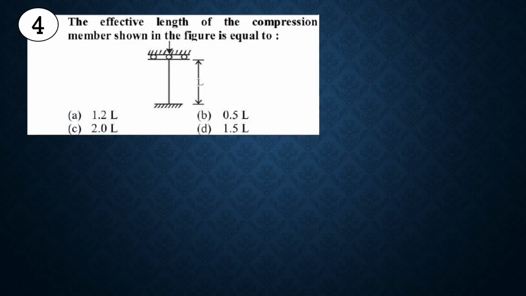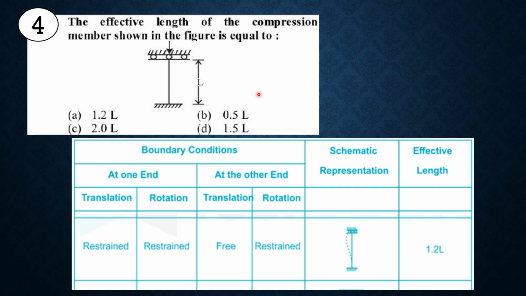Then the fourth question, the effective length of the compression member shown in the figure is equal to. There are different conditions related to effective length. For this, the lower end is restrained for translation and rotation, and the upper end is restrained for rotation and free for translation. Then the effective length is 1.2 L.